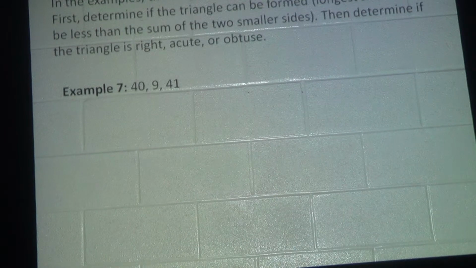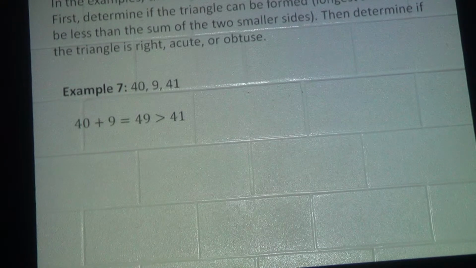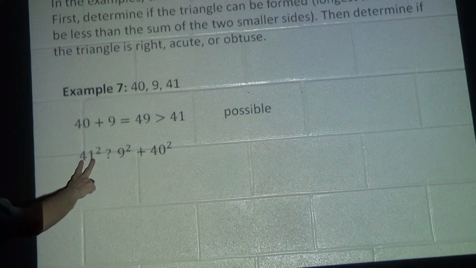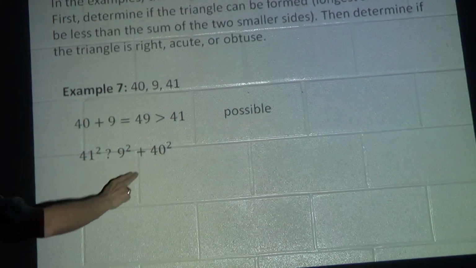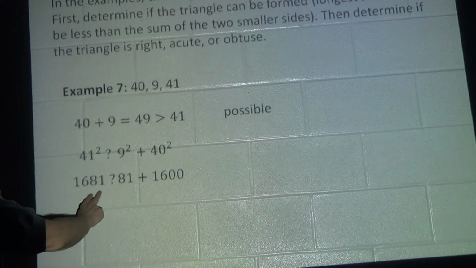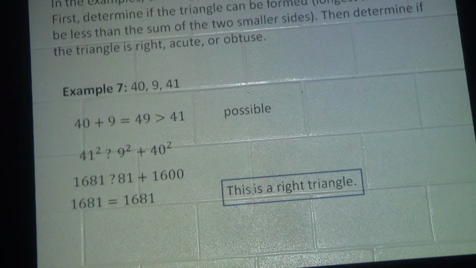Okay, example 7, we've got three lengths here. The two shortest ones are 40 and 9. So 40 plus 9 is equal to 49, which is greater than 41, so it can be a triangle. So what we're going to do is plug it into the Pythagorean theorem. We have 41 squared, because that's the longest one, is what relationship to 9 squared plus 40 squared? So this gives us 1,681 is what relationship to 81 plus 1,600? That gives us an equal relationship because they're the same on both sides. So this is a right triangle. Notice that since they're integers again, this is also a Pythagorean triple in case you ever need to know.